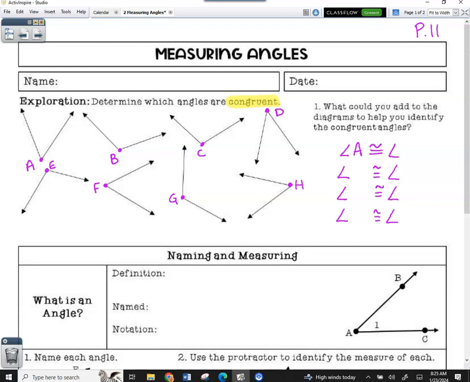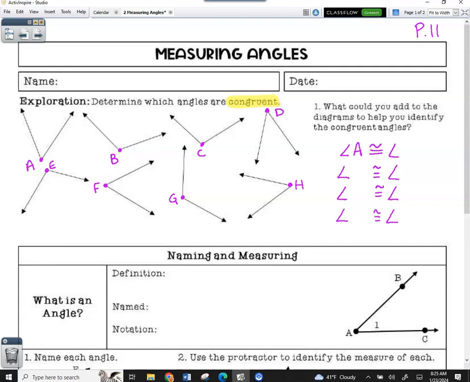All right, what angle did you say A looked like it matched? And we might have different opinions here, and that's okay. I know for a fact nobody said A matched G, right? If you look at A and G, they definitely look totally different. But what angle did you say A looked like it was congruent to? F? Okay. So that's so funny. I said D. But we'll go with it.